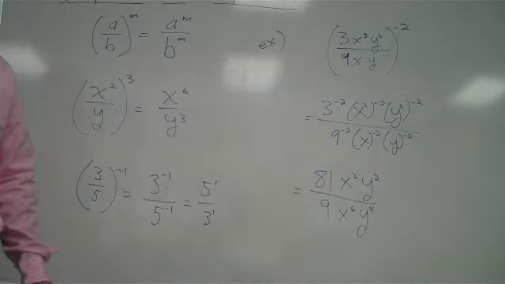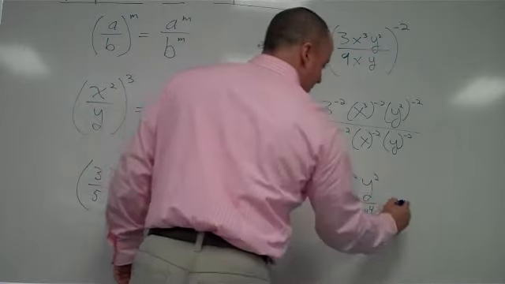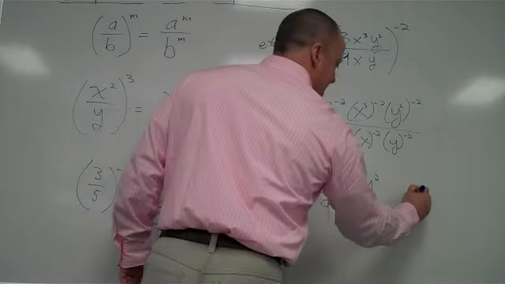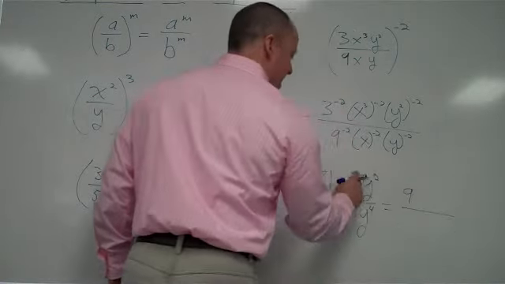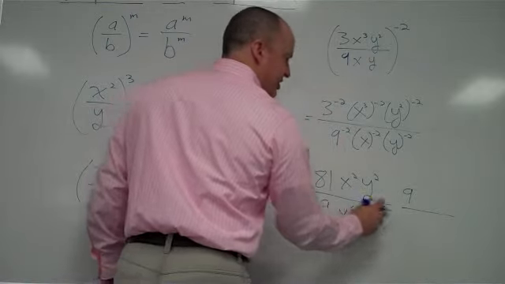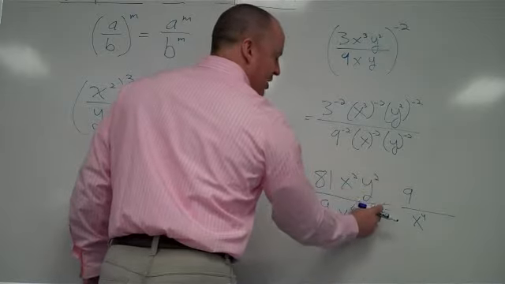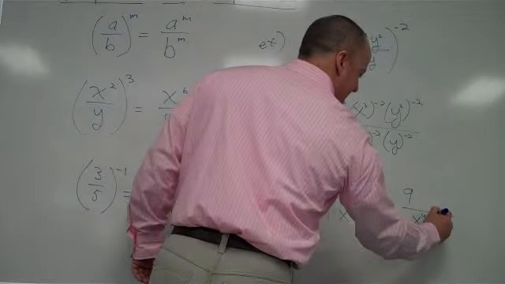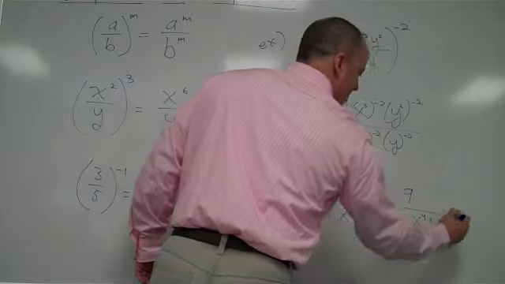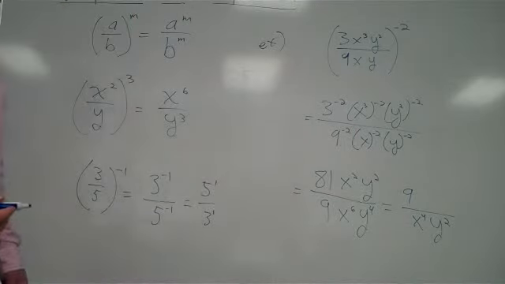Is this wrong? No, this is correct, but is it fully simplified yet? No, because it'd be 9 over 1. Yeah, 81 divided by 9 is 9 over 1. X squared on the top and x to the 6th on the bottom makes for an x to the 4th on the bottom. And y squared over y to the 4th makes a y squared on the bottom. So that'd be the simplest form of the answer.